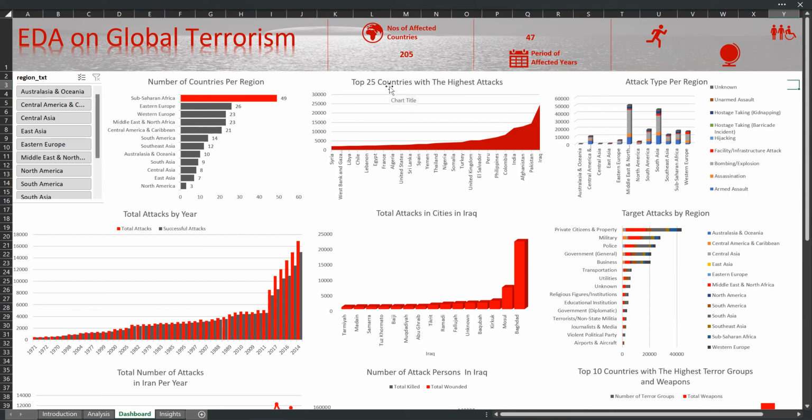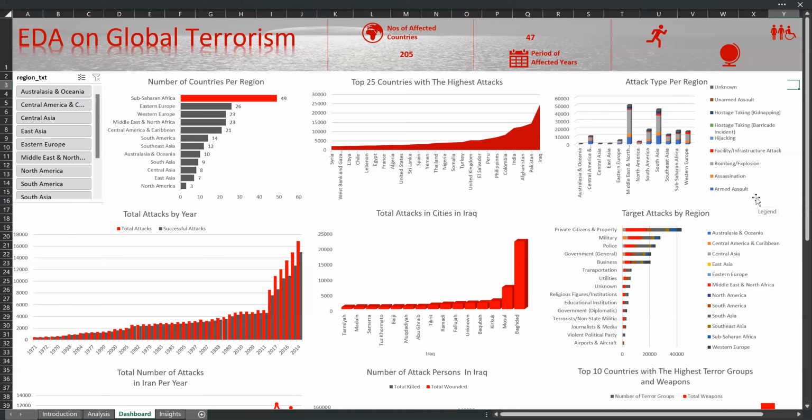The next chart illustrates the top 25 countries with the highest attacks. From this chart, it is seen that Iraq has the highest attacks with almost 25,000 attacks, followed by Pakistan, which has 12,731 attacks. The least country on this top 25 spectrum is Syria, with 2,201 attacks.